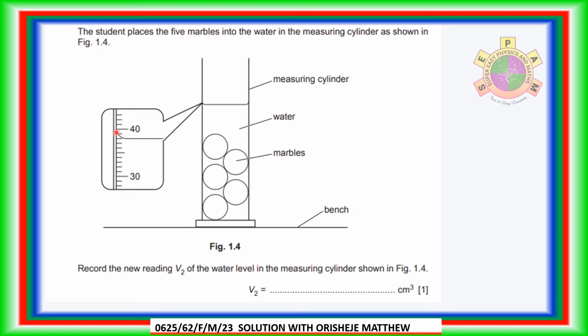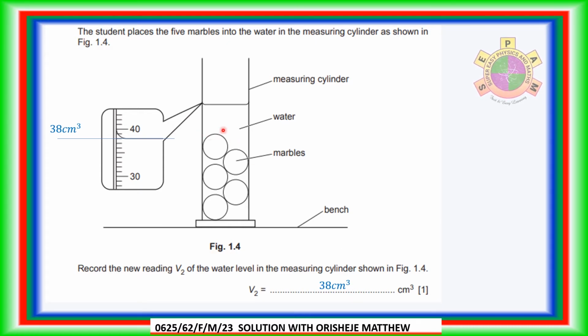So the water level rose to this, and if you want to measure, you always measure from the lower meniscus, which is the bottom of the curve. So let's see, we'll measure this. That will give the new volume, that is V2, rose to 38 cm. The volume is 38 cm cube.